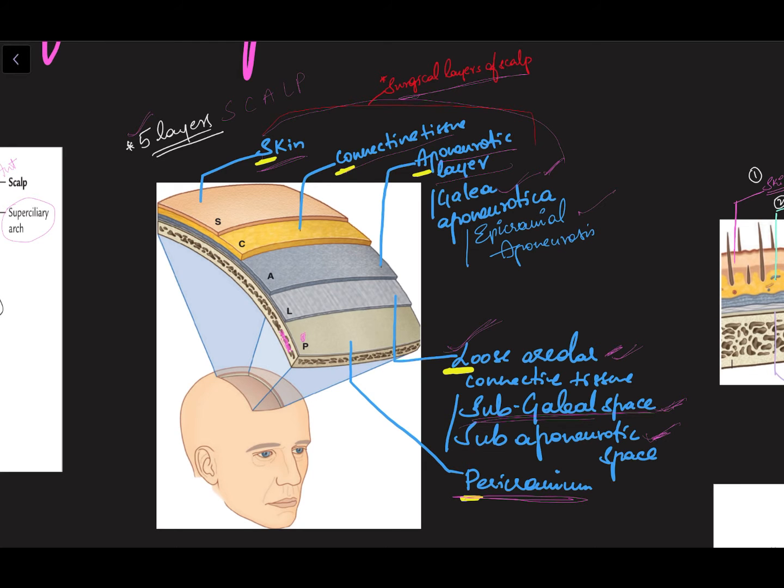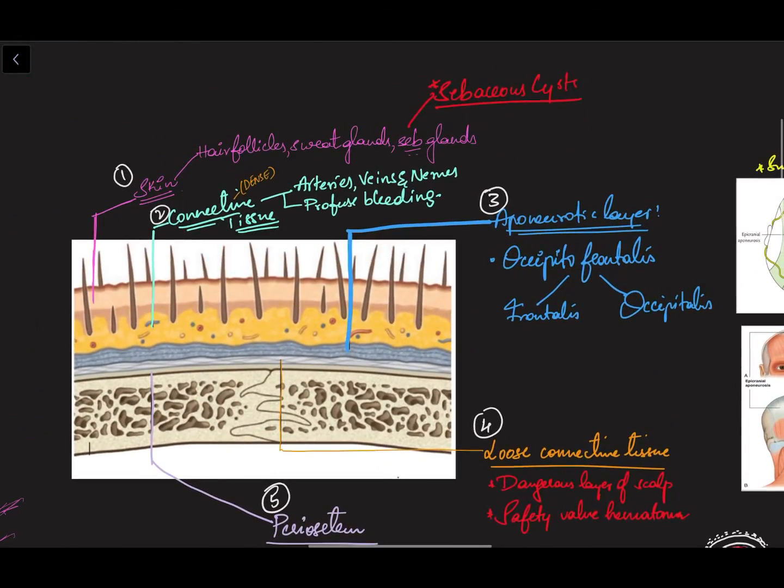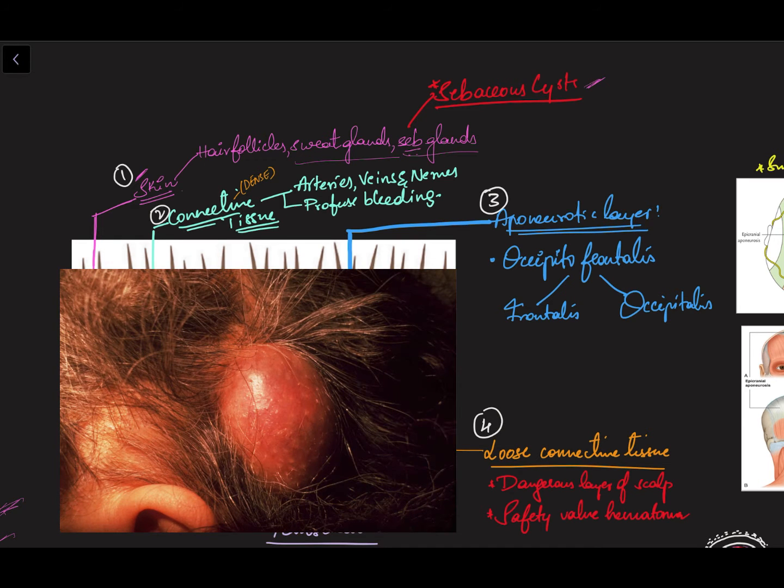Okay, now let's get into a somewhat deeper aspect of it. Let's talk about each layer. First is the skin, right? Skin is pretty simple over here. It is normal and doesn't have any exception, except that there are a lot of hair follicles in the skin, and there are sweat glands and sebaceous glands. An important clinical aspect over here is sebaceous cysts. The skin of the scalp has a lot of sebaceous glands, and the ducts of these glands are more prone to infections, so there is a greater possibility of sebaceous cysts occurring in the scalp.